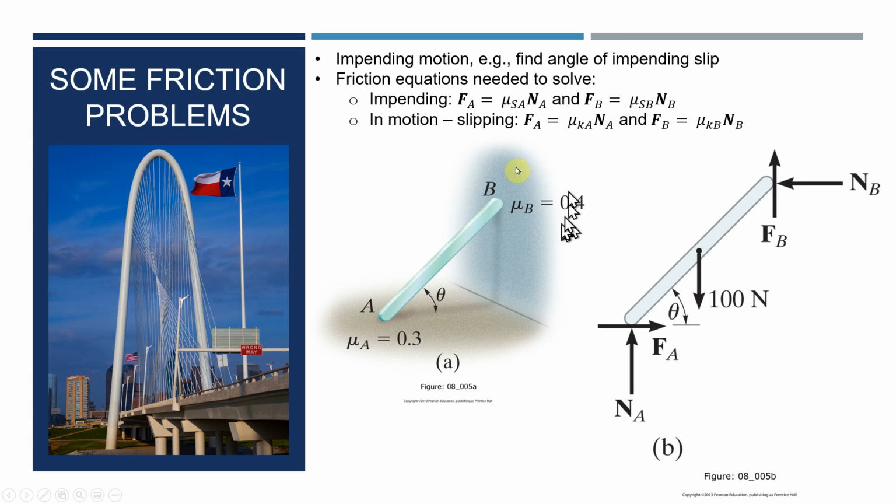Now here's another situation. This time we want to find impending slip when this thing starts slipping, a ladder against a wall. And we need the two friction equations.